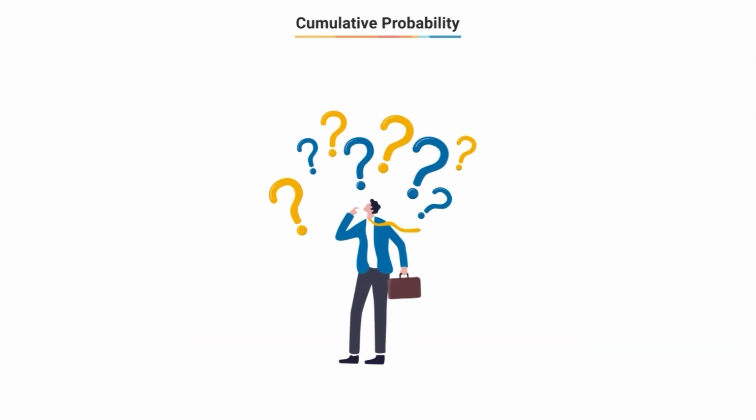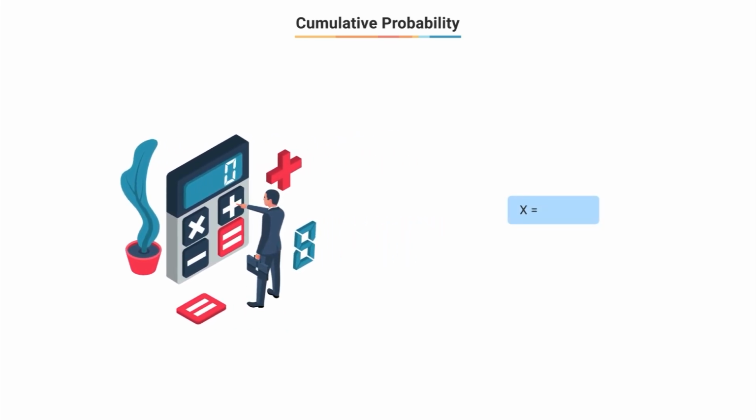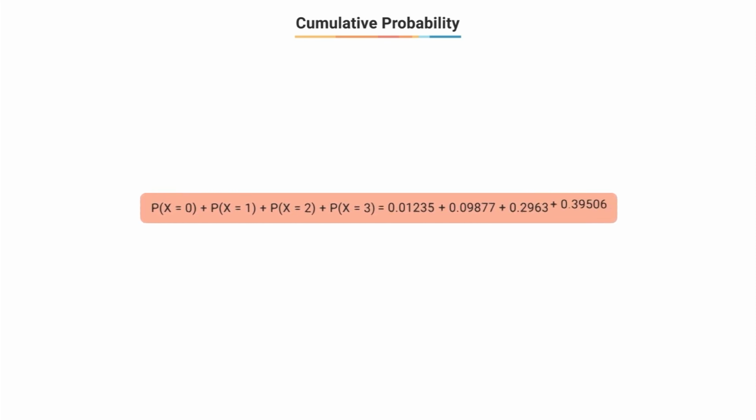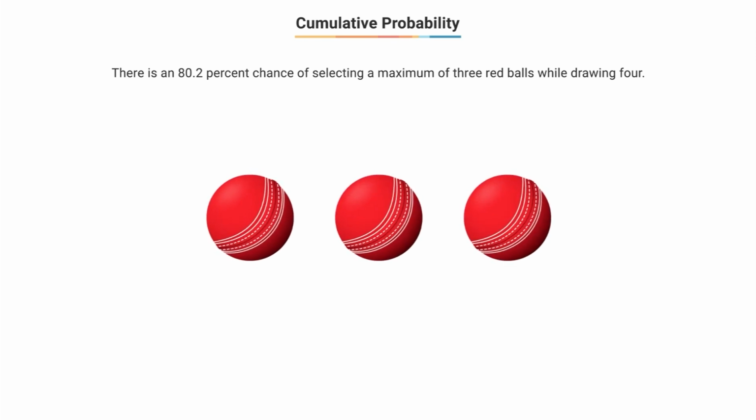But what would you do if you wanted to calculate the probability of getting less than equal to 3 red balls? Therefore, we are calculating the probability that x can take values 0, 1, 2, 3. We can say that this value is simply calculated as probability of x equal to 0 plus probability of x equal to 1 plus probability of x equal to 2 plus probability of x equal to 3. We can substitute these values and we'll find that is equal to 0.1235 plus 0.9877 plus 0.2963 plus 0.395, which is equal to 0.8024. Thus, there is an 80.2% chance that any randomly selected participant will have selected at max 3 red balls while drawing 4 balls.